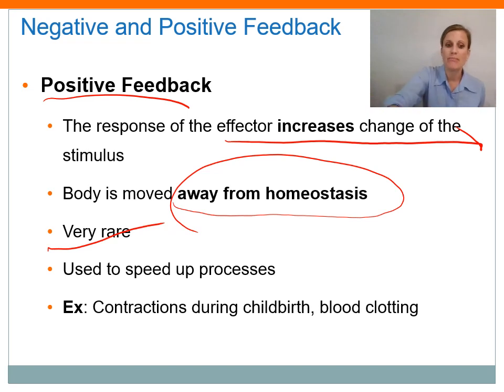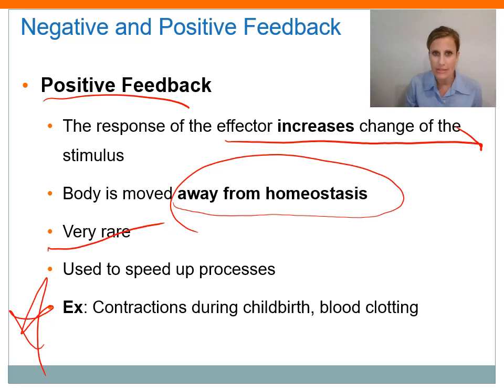I want you guys to memorize these two specific examples: contractions during childbirth and blood clotting. These are very specific situations where for a short period of time, the body is brought further away from normal, further away from homeostasis. We'll talk about blood clotting in a second. So let's just talk about contractions during childbirth right now.